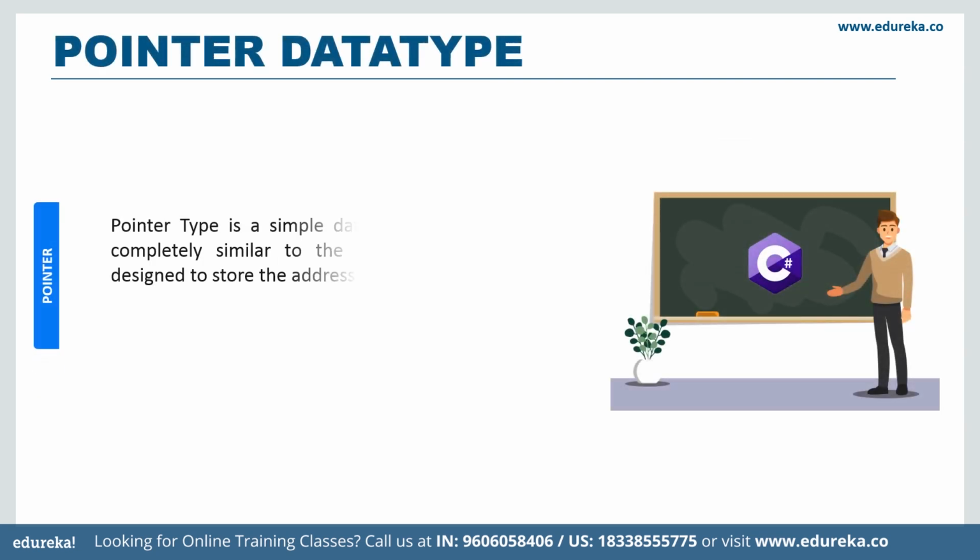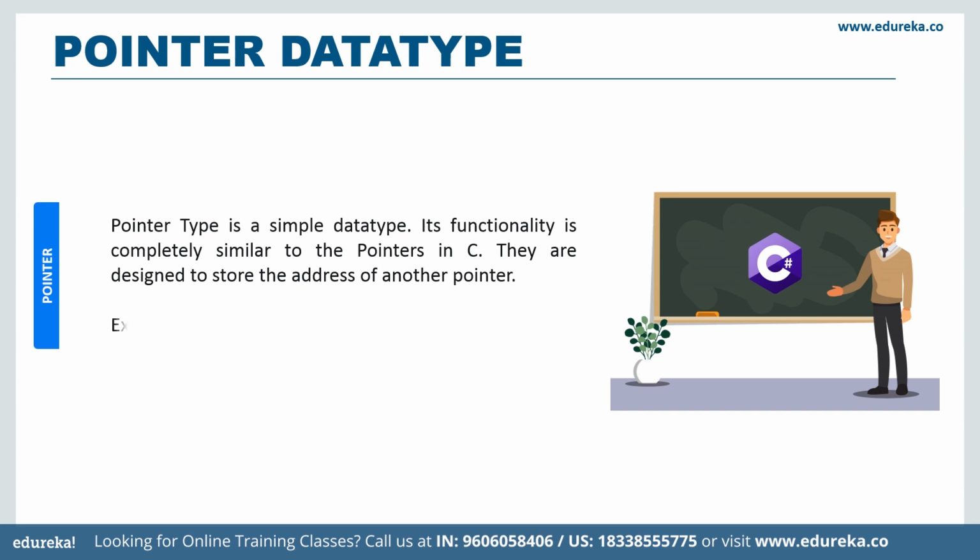Followed by value data type, we have the pointer data type. The pointer type is a simple data type. Its functionality is completely similar to pointers used in C programming. They are designed to store the address of another variable. The example is float *ptr.